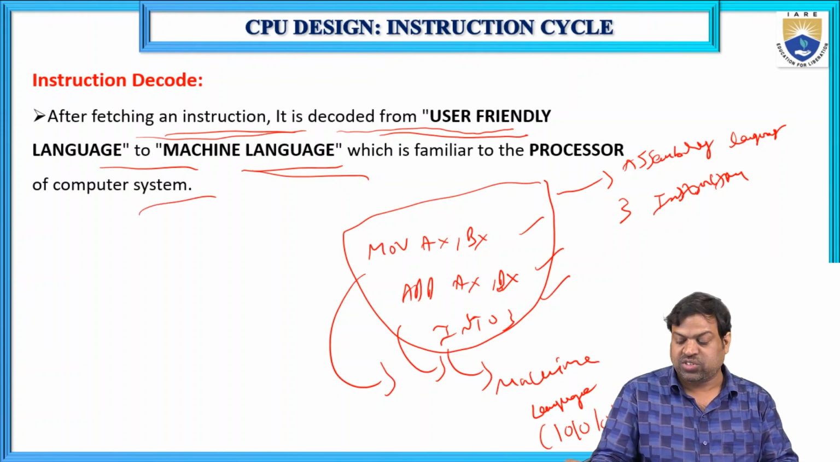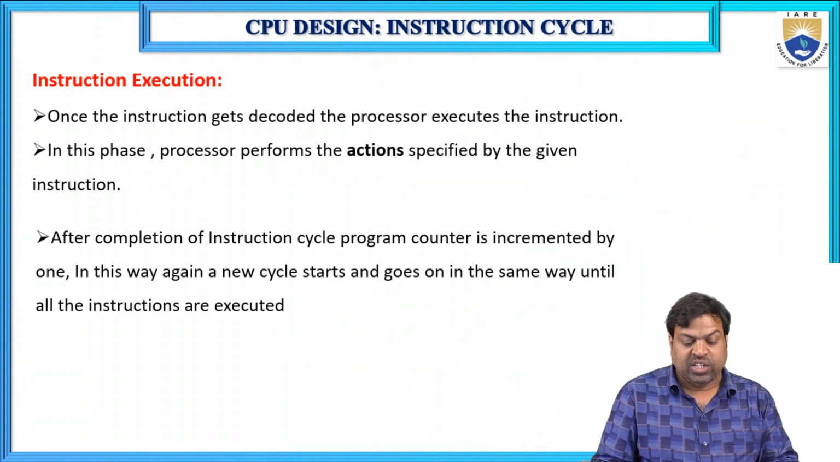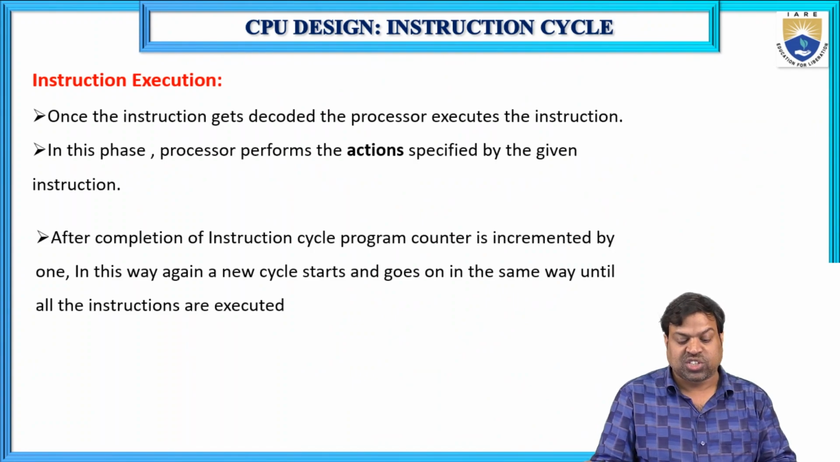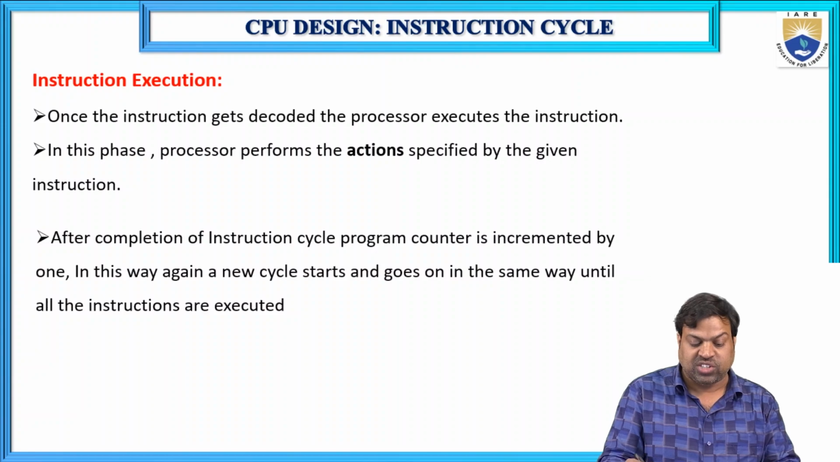of a computer system. And instruction execution: once the instruction gets decoded, the processor executes the instruction in this phase. The processor performs the action specified by the given instruction. After completion of the instruction cycle, the program counter is incremented by 1. In this way, a new cycle starts and goes on the same way until all the instructions are executed.